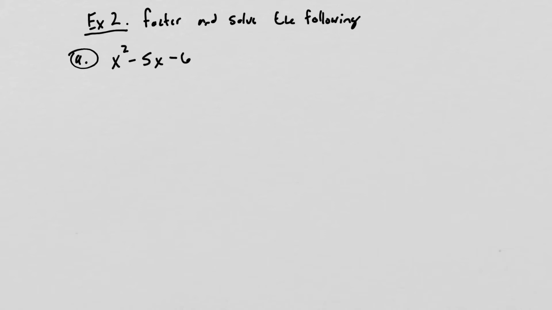Example 2. Factor and solve the following equations. In part A, we want to solve x squared minus 5x minus 6 is equal to 0. Looking at this term, we have two options here. We have 1 times 6, or we'll have a 3 and a 2. Since we have a negative sign in front of this 6 here, this is telling us that our linear terms will have one positive and one that's negative.